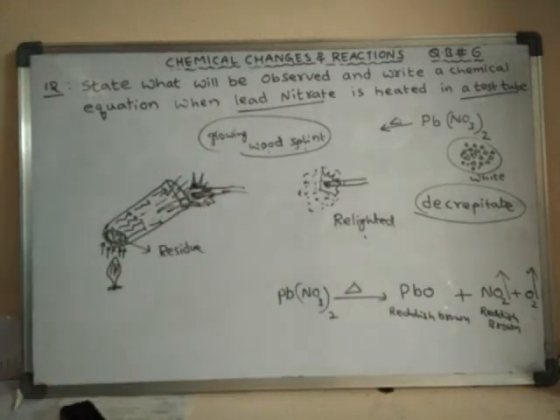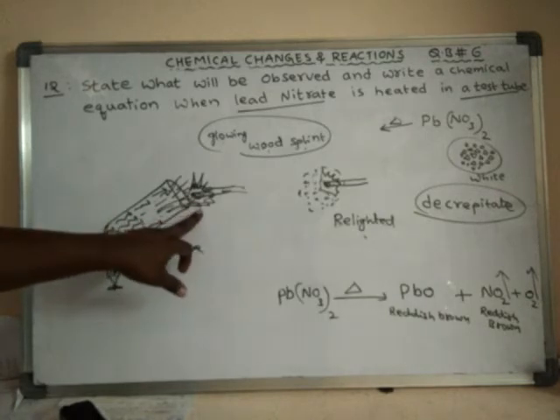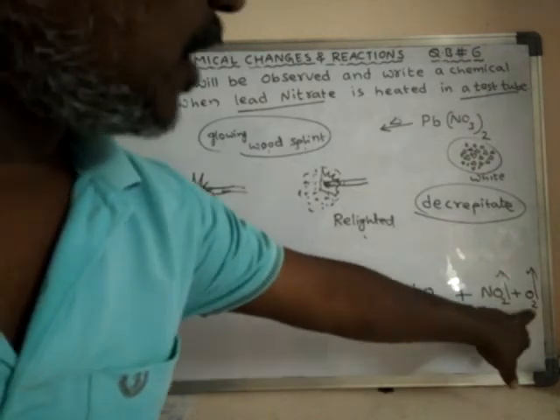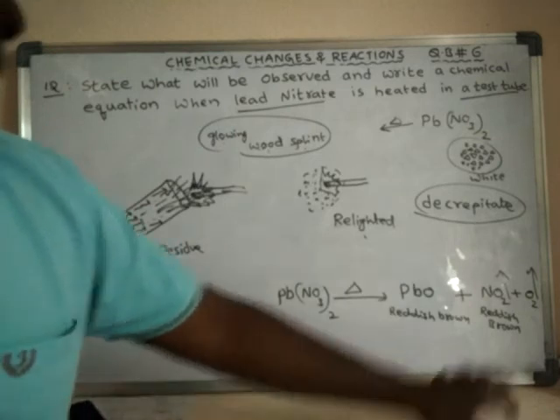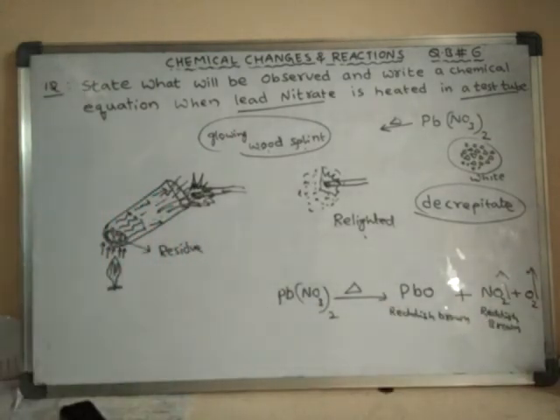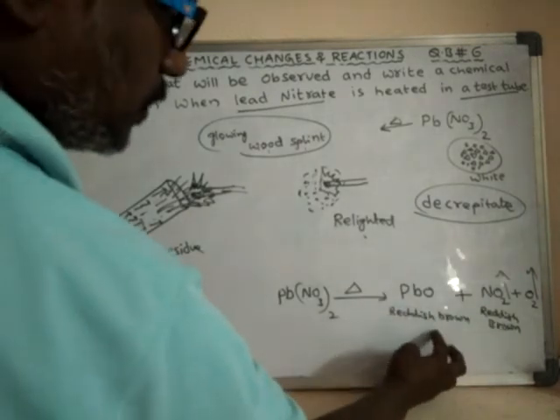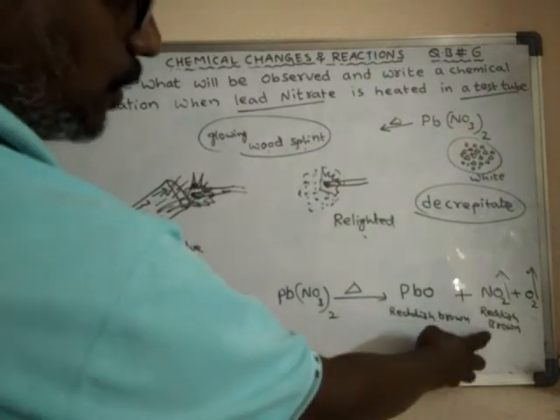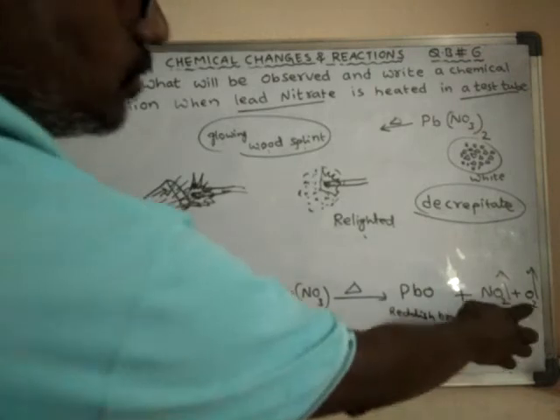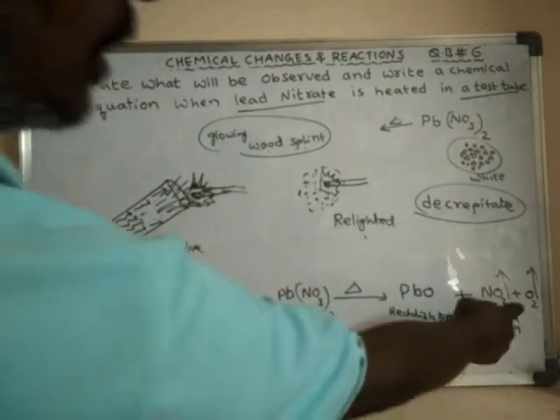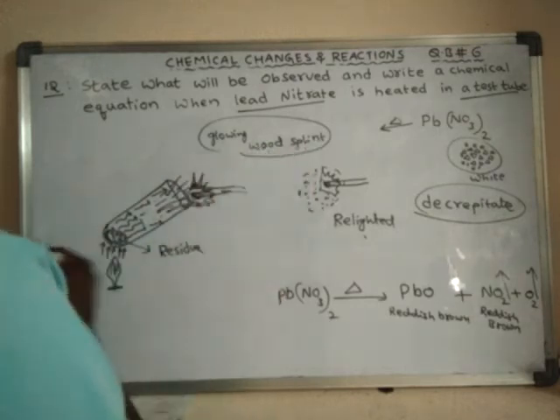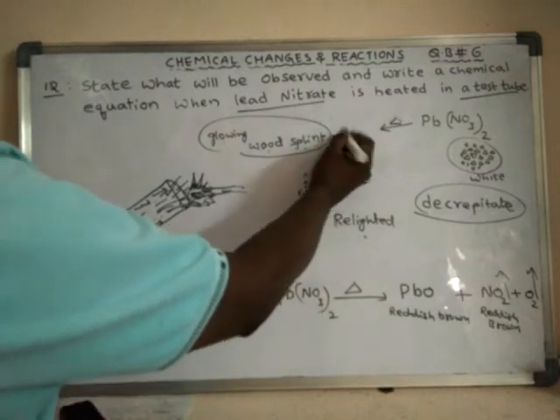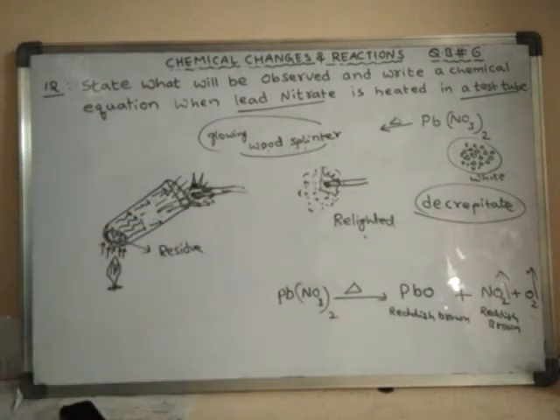So from this observation, we can say that even oxygen gas is also liberated along with the reddish brown colored nitrogen dioxide gas. Oxygen is a colorless gas. So what are the products formed here? Lead monoxide, which is a reddish brown colored powder. A reddish brown colored gas is evolved, and even oxygen gas is evolved. Oxygen gas can be tested by a glowing wood splint, also called a glowing wood splinter.